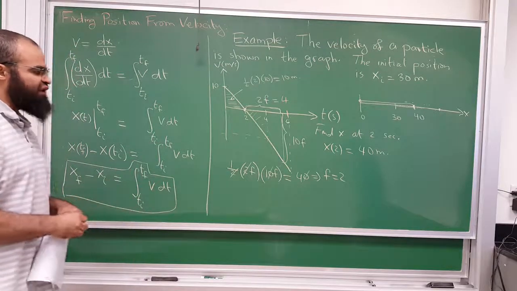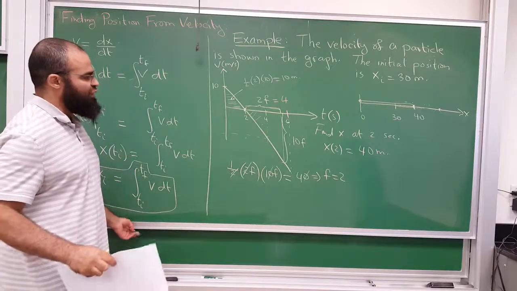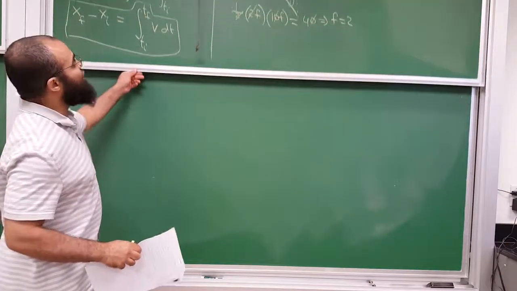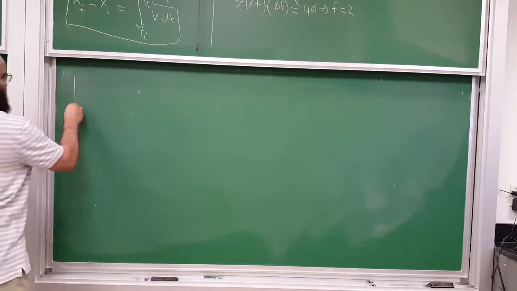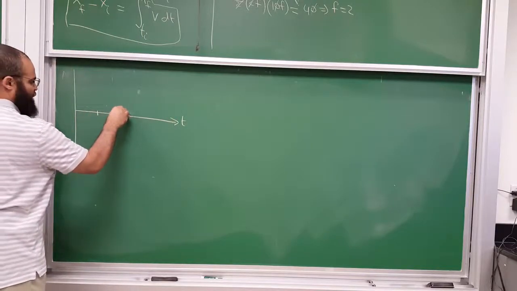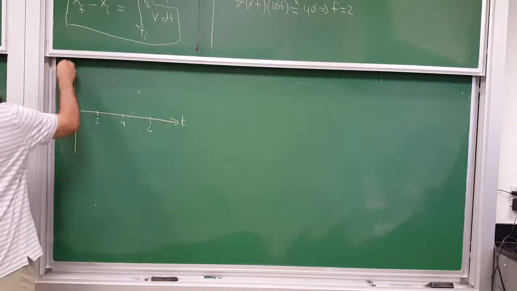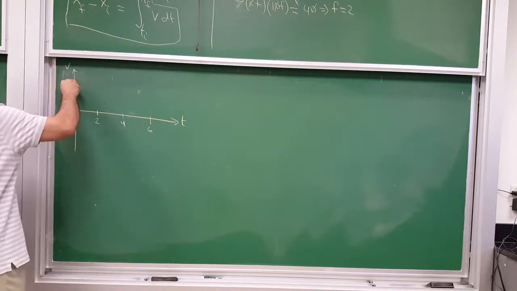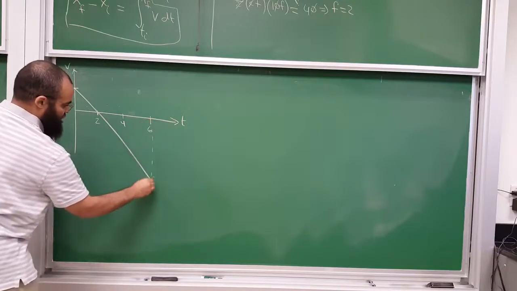I would like to redo this same problem using calculus though. Maybe you don't remember geometry or whatever, so let's use calculus. I will redraw that graph here. Here is the velocity versus time. Here is 2, 4, 6. Here's the velocity. It started at 10, and then it went like this.